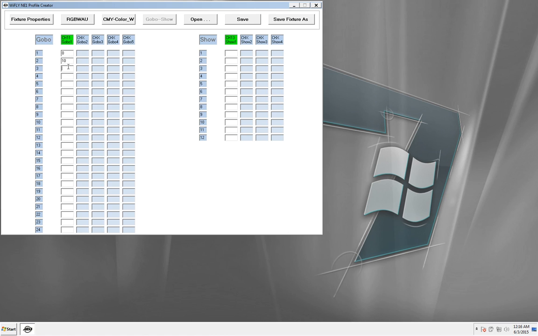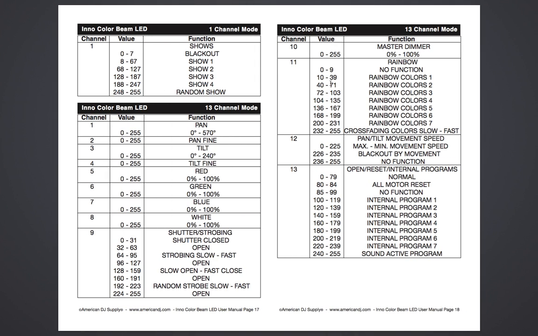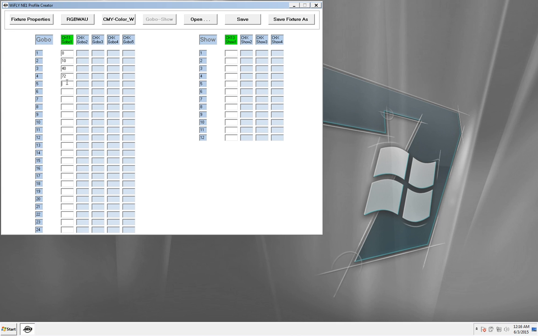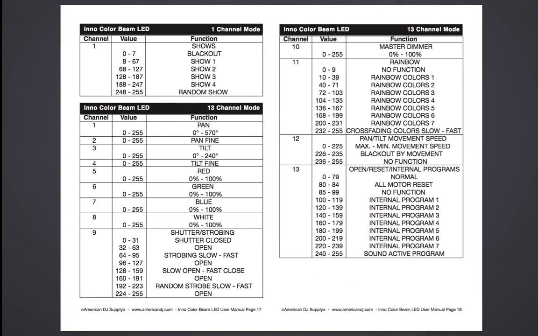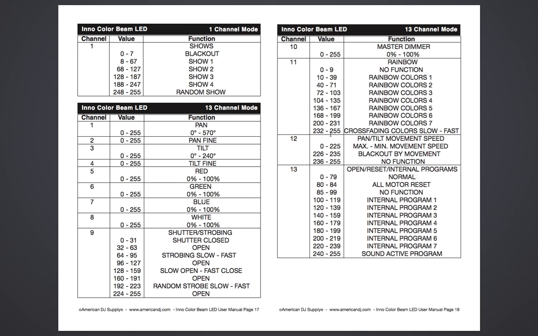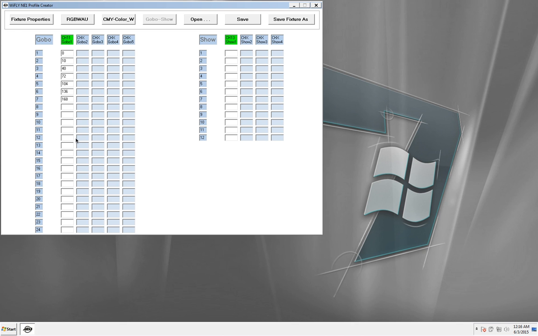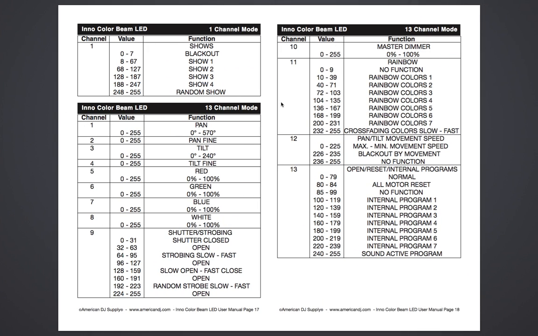So we have 10, 40, 72. Now some people recommend you do a number halfway in between. Obviously, it really doesn't matter. 104, 136, 168, 200. And there's my rainbow colors.